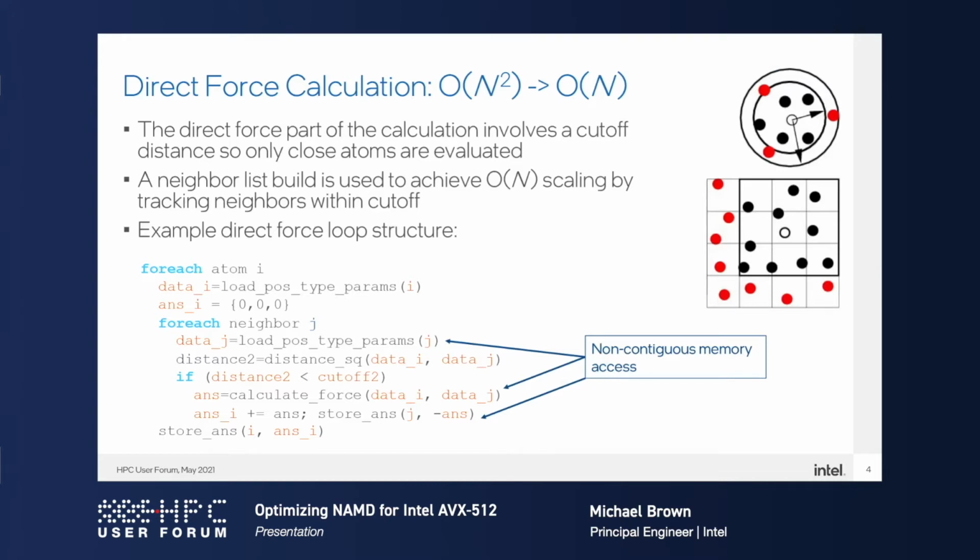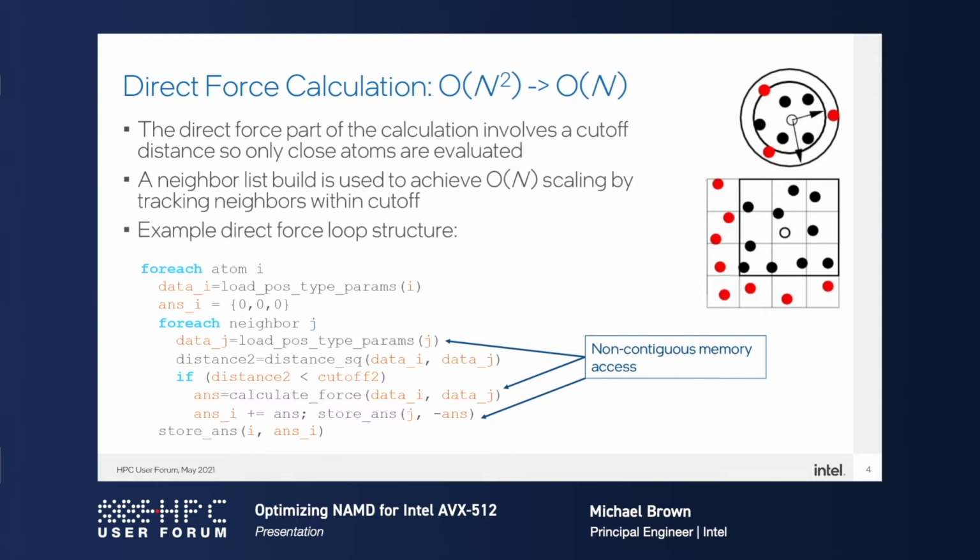Because the direct force component of the interaction falls off rapidly with distance, a cutoff is typically used, so only close atoms are evaluated. A neighbor list build is used to achieve order N scaling by tracking neighbors within the cutoff plus some additional buffer distance.